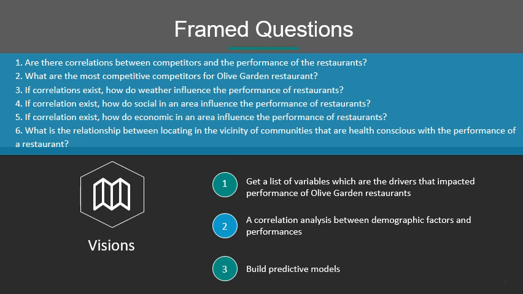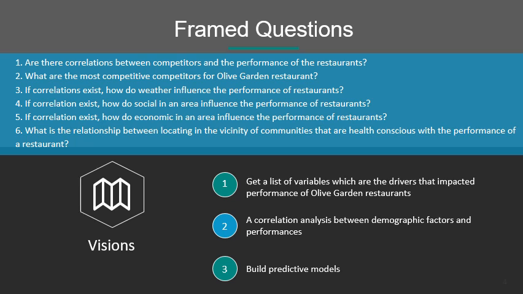Basically, we have 6 framed questions based on the convo analysis. So first, we're going to analyze the correlation between competitors and Olive Garden. And secondly, we are going to figure out whether there is correlation between weather, social, economic, and health conscious related variables and the performance of the restaurants.